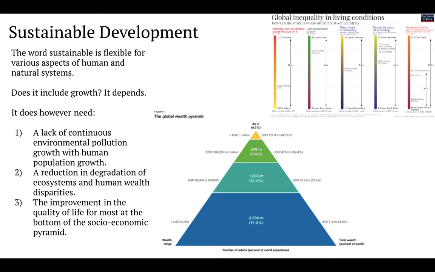However, there's many steps that need to go before we go from here to here, which brings us to sustainable development. The word sustainable is really flexible for various aspects of both human and natural systems. Does sustainable development include the idea of growth? More money, more people, more things? It really depends, and we'll get into those situations later on throughout the unit.